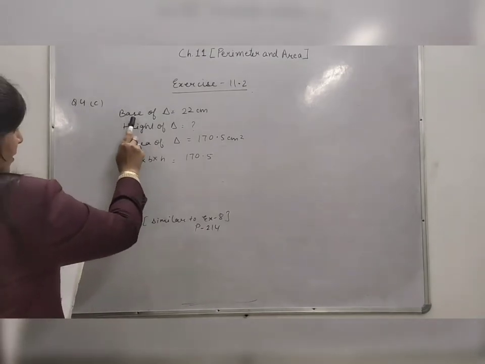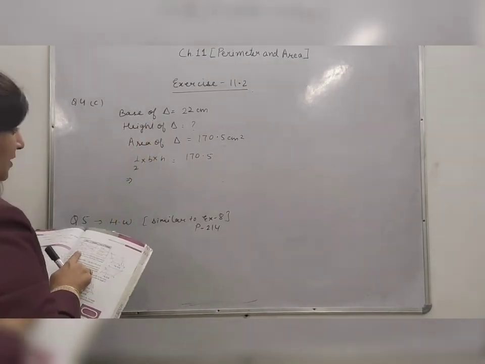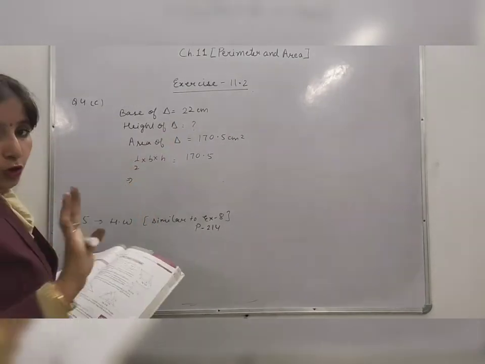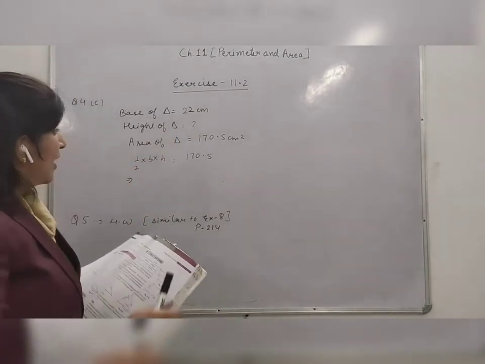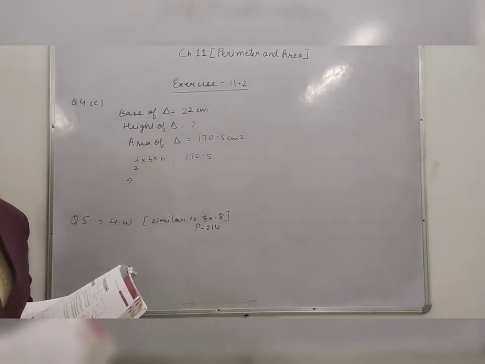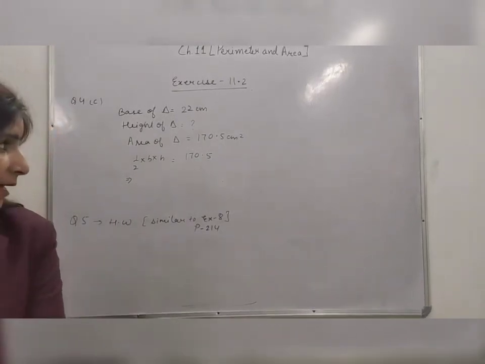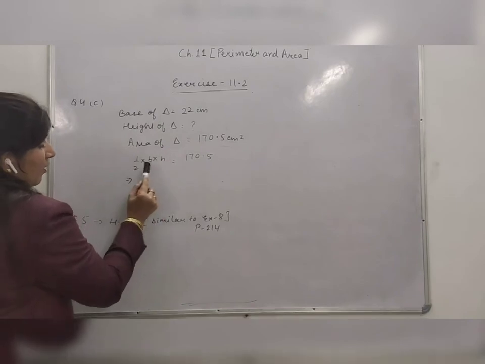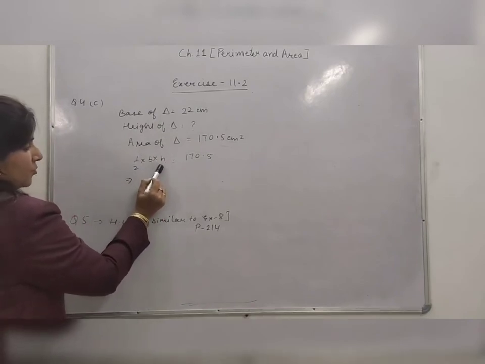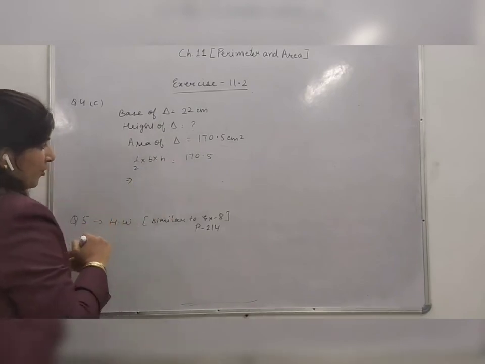So in the third part, base of the triangle given is 22 centimeter. Height of the triangle not given, that we need to find out. And the area of the triangle is given, that is 170.5 centimeters square. So we need to find out the height. So as we know the formula of the area of triangle, half into base into height is equals to 170.5.